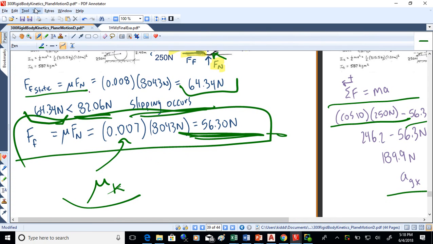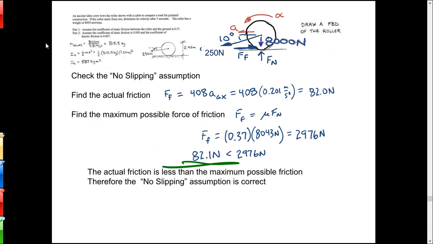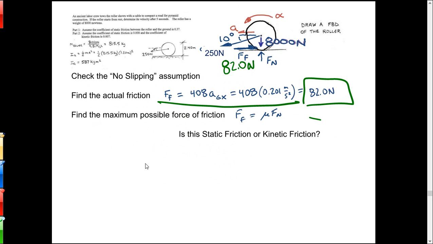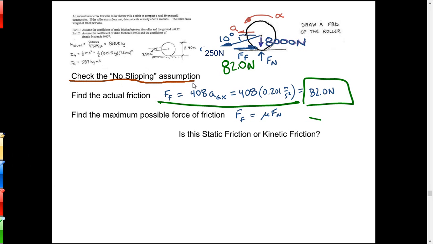So let's finish this thing up. What we determined two different ways here is that the acceleration due to point G there is 0.201 meters per second squared. Now the next thing to do is to check the assumption that went into that. And the assumption that went into that is that the roller doesn't slip. Okay, so that's what we'll do next.